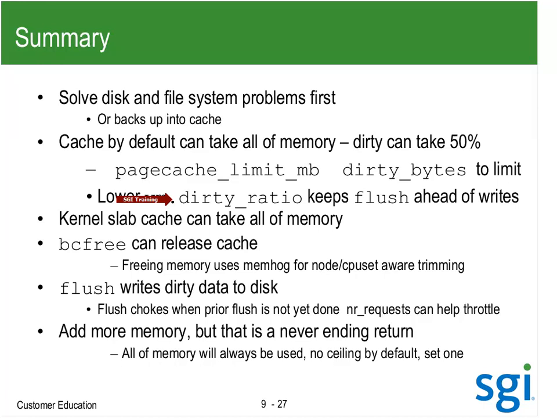We were seeing this: the slab can take all of memory. Again, bc-free can release the cache, and for freeing memory you may use memhog to get a node-aware trim. Flush is what writes dirty data to disk, and remember the flush has major minor numbers after it. Flush chokes are when the prior flush is not done yet, and dropping nr_requests can help throttle these flush chokes.